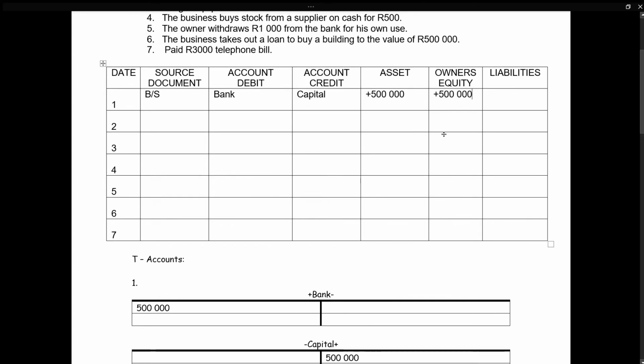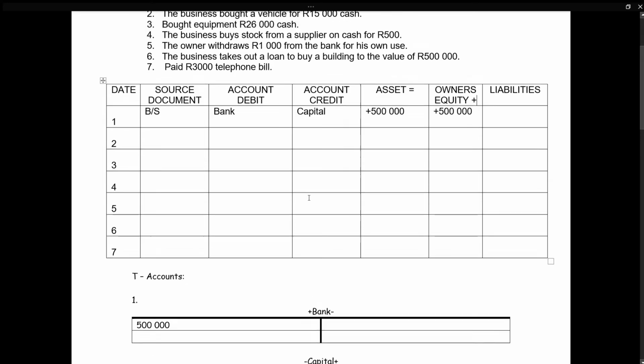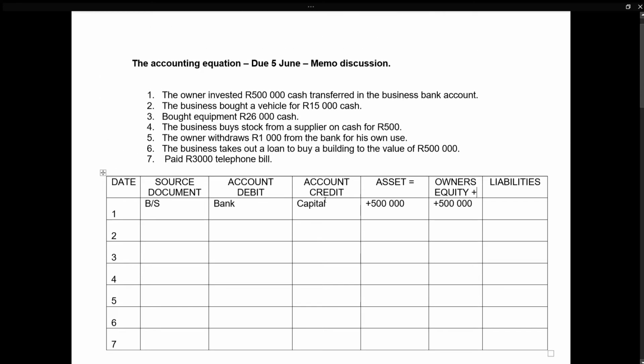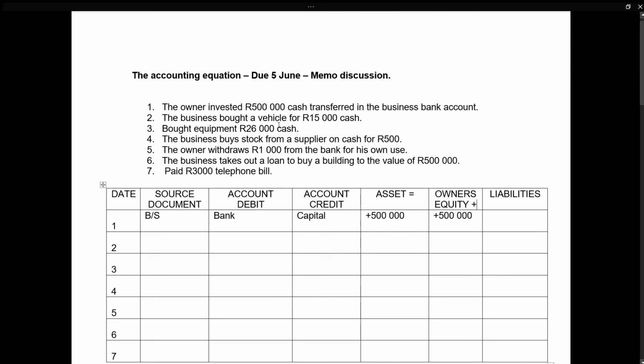Right, so now remember, assets equals owner's equity plus liabilities. Therefore, 500,000 equals 500,000 plus 0. Therefore, we have done this one correctly. The second one. The business bought a vehicle for 15,000 Rand cash.